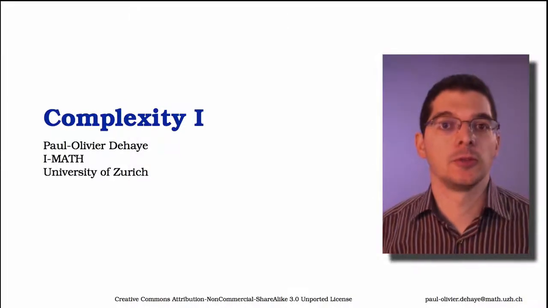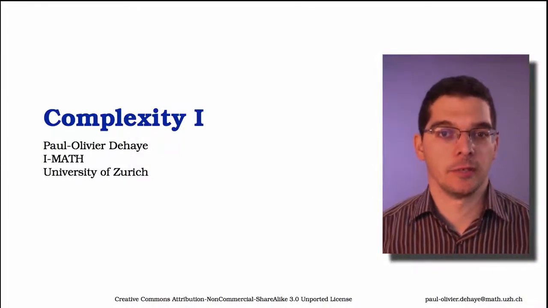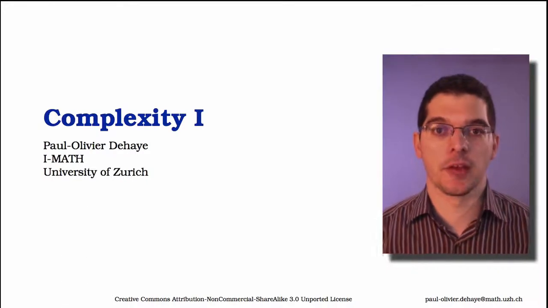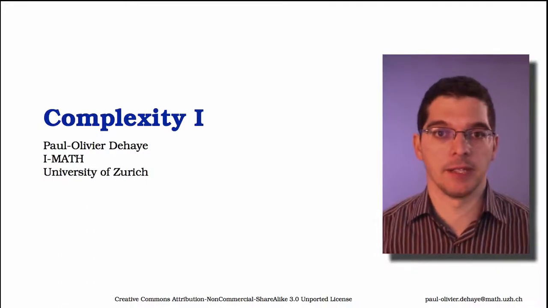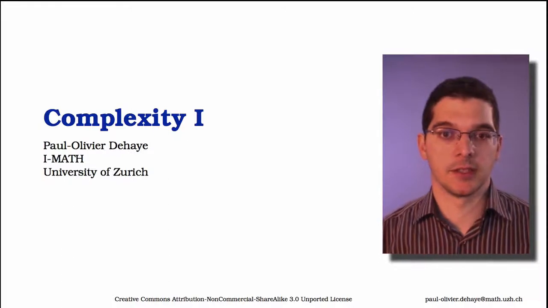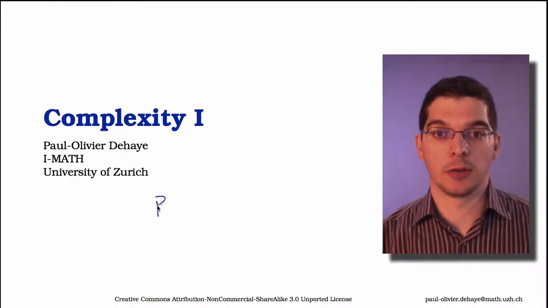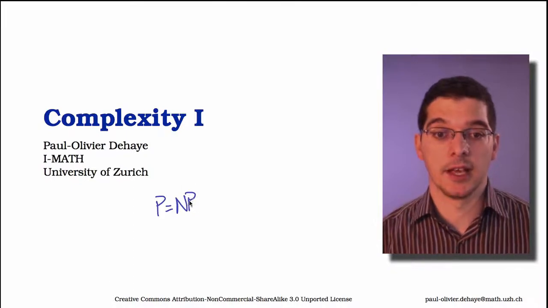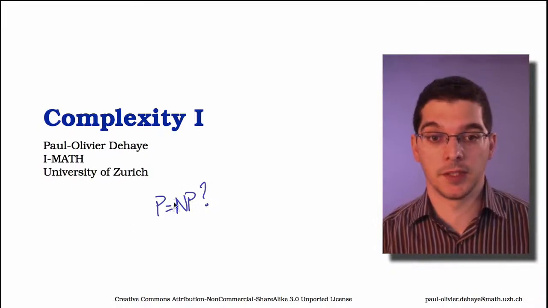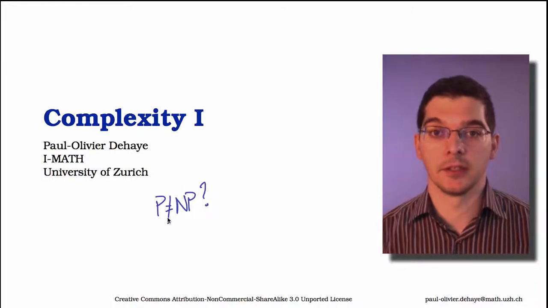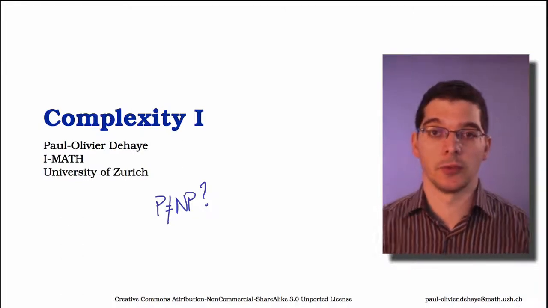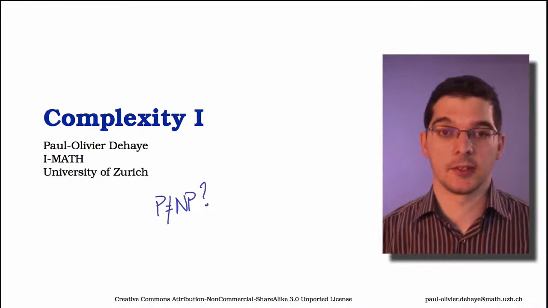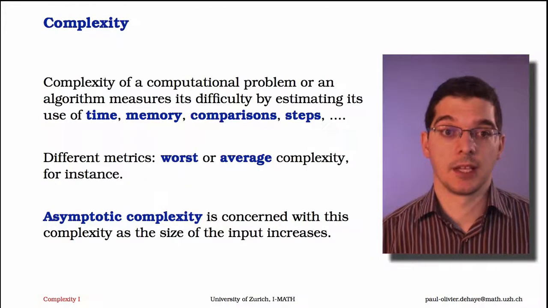So we now want to measure the efficiency of programs. And in order to do this, a whole theory has been developed, the theory of complexity. You might have heard of one of its most important open problems, one of the most important problems in the field and even in mathematics: the question of whether P is equal to NP or P is different from NP, depending on how you want to formulate it. Okay, so let's talk a little bit about complexity.